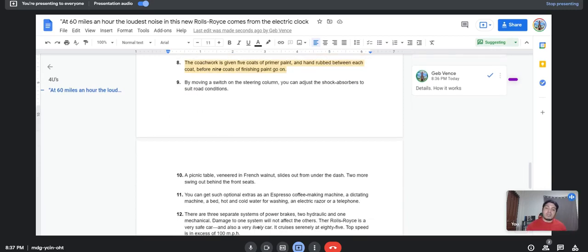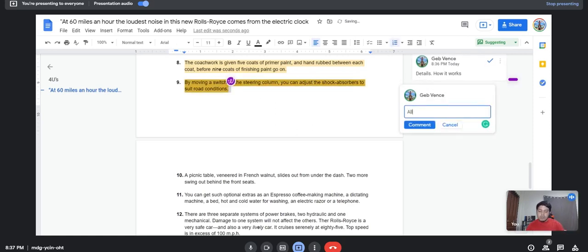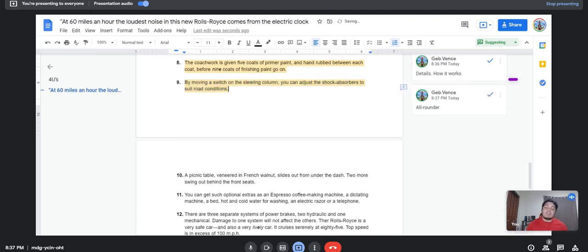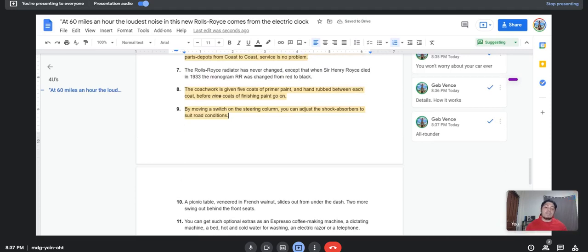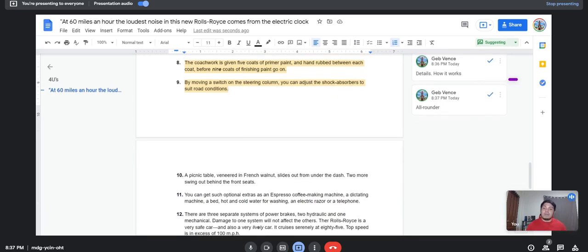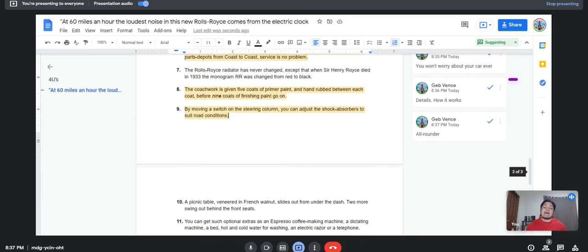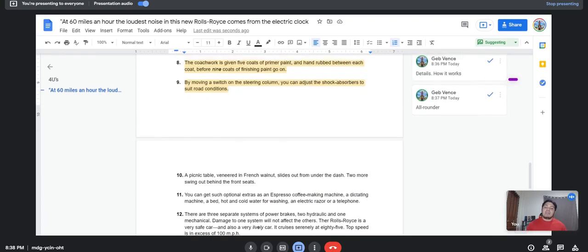By moving a switch on the steering column, you can adjust the shock absorbers to suit road conditions. That means, yeah, we're also back to all-rounder. Ibig sabihin all-rounder siya na sasakyan. Because how it works is whenever you need it to adjust on specific road conditions, you can just switch the steering column. Diba? So that also cancels out any question. Now, can I use the Rolls-Royce from a regular highway to papunta sa dirt road? Then that answers them, which also grabs the reader's attention.